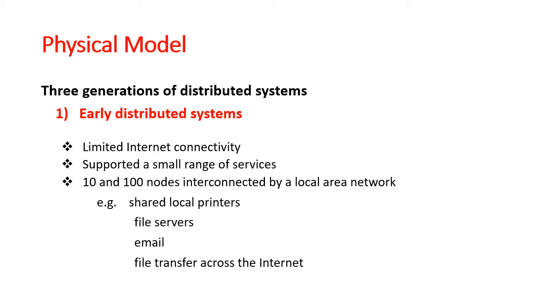We can classify the physical model of distribution systems in three generations. The early distribution system, which you can locate in the years of 1970s and 80s, where LAN technology was invented, having networks with limited internet connectivity and supporting a very small range of services, and there could be participating nodes numbering from 10 to 100. They are all connected by a local area network. And the shared resources by these components could be shared local printers. We can share file servers, then email service, then file transfer across the internet. So these are the various services which were provided by the early distribution systems.